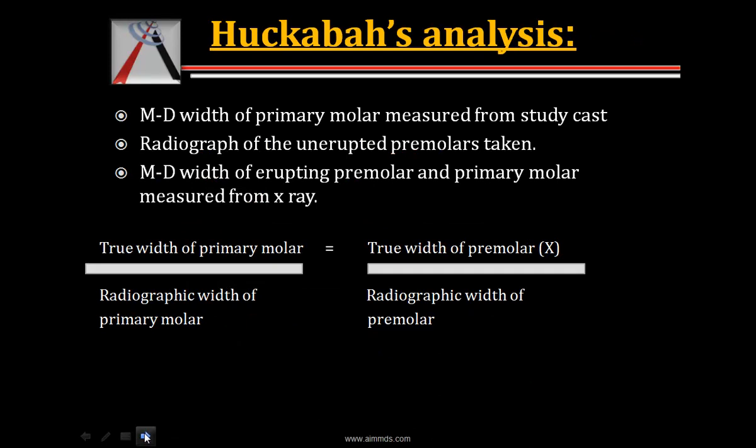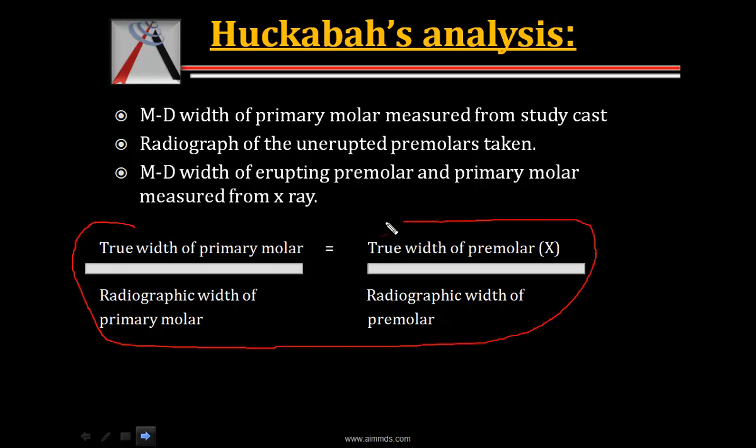The first is the Hookawase analysis, which uses a simple formula: true width of primary molar upon the radiographic width of primary molar gives us the true width of premolar upon the radiographic width of premolar.